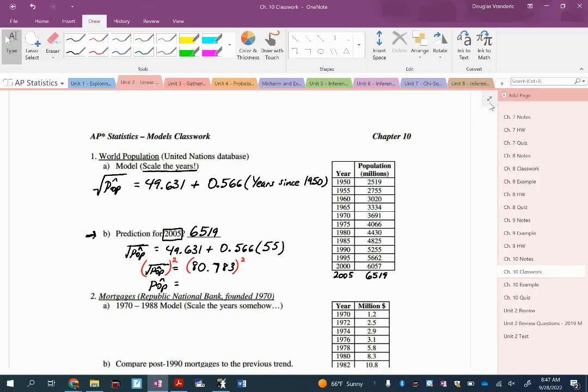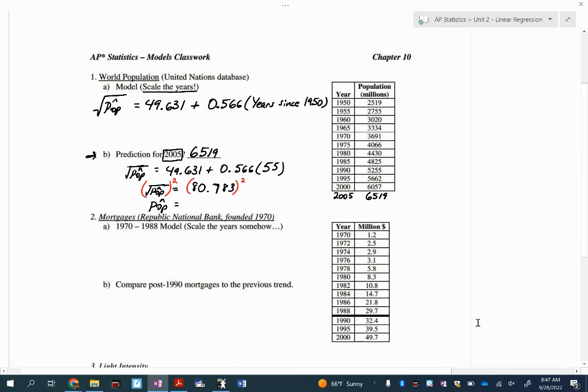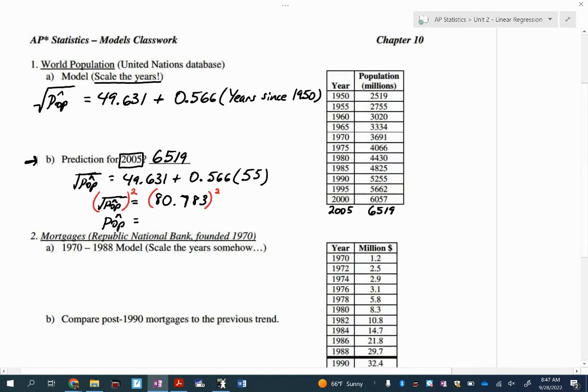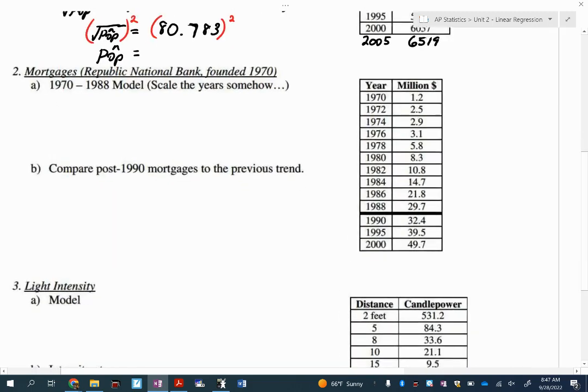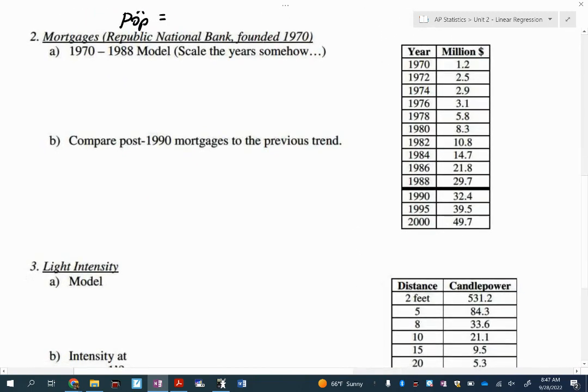Here is the second problem from this chapter 10 classwork. We hopefully just finished watching the video going over the world population problem. Now we're going to do something about the year, explaining the number of mortgages in millions of dollars. It doesn't tell me where. National banks, I'll just say the United States. Okay. So again, it asks me to scale.